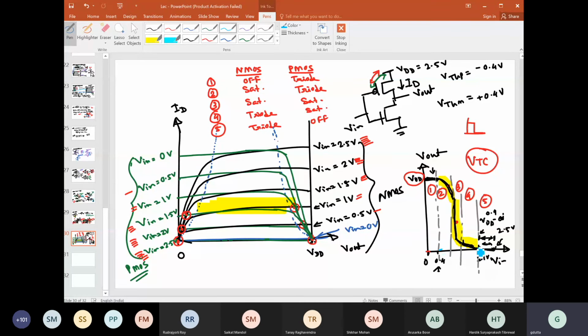So ID will be limited to only these two regions, and here the ID will be highest in value, right? The ID variation would be like this. So this would be the variation of ID. I think you can also expect this from these characteristics, right? So this will be the variation of ID if you have to plot it on this VTC, right?